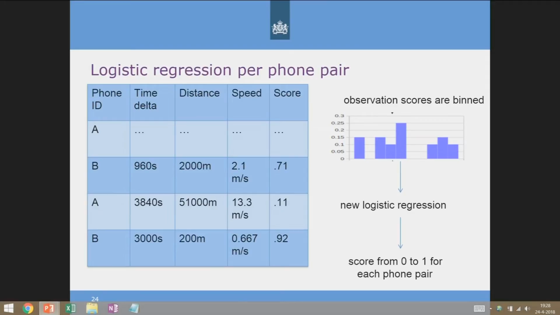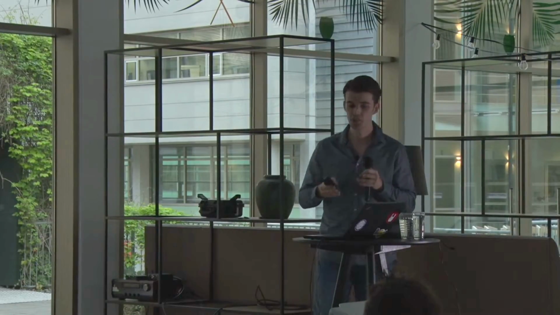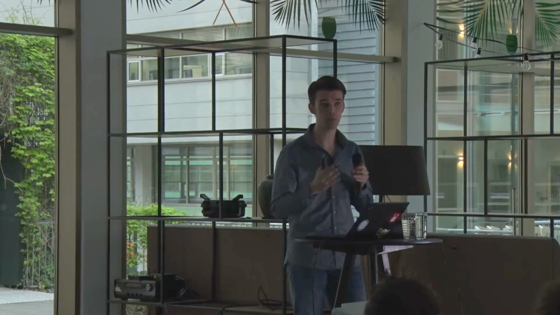If we have a phone pair, we first predict on a database of individual rows that are all labeled. They are labeled either same user or different user, because they come from a same user or different user phone pair. But then we're not really interested in individual observations. We're interested in the entire pattern, the entire movement pattern of 2 phones.